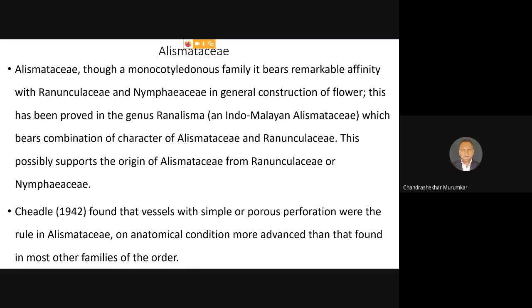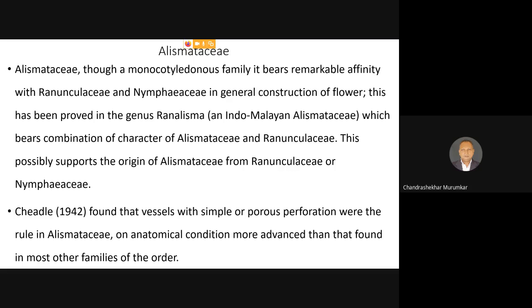Chadle in 1942 has also found that the vessels with a simple and porous perforation, that is pitted thickening, is a rule in Alismataceae. As I told you before, this is a unique character, which is a primitive character found in monocotyledons. On anatomical condition, this character is more advanced than in other families of this order of monocots. Because in other monocots, we can find the reticulate or spiral venation in the wood character, whereas in this particular Alismataceae, we are finding a typical simple pitted thickening.